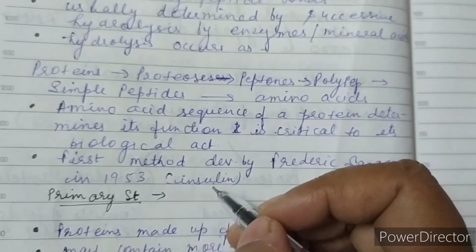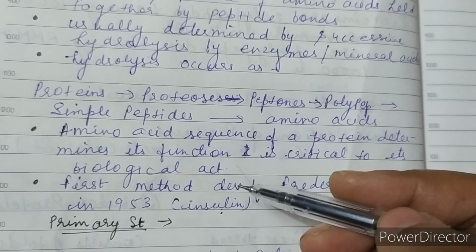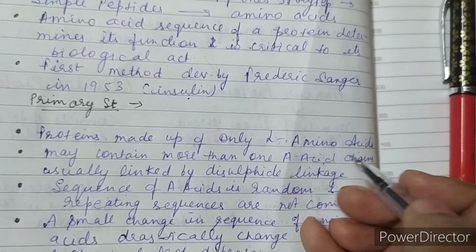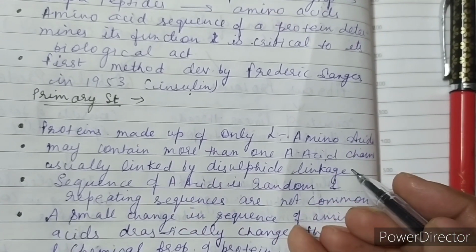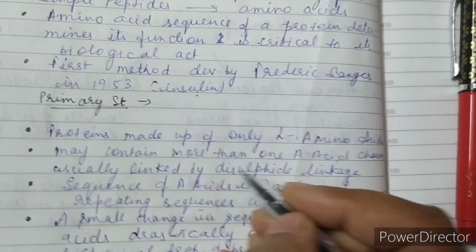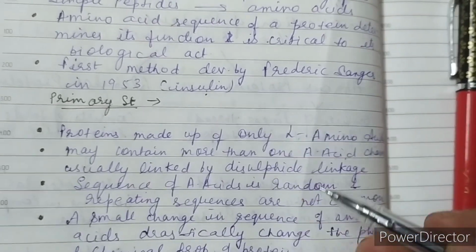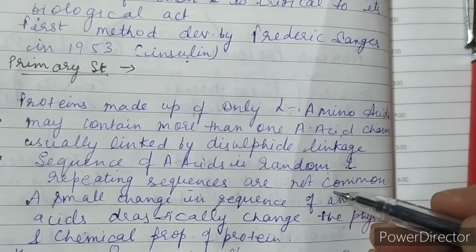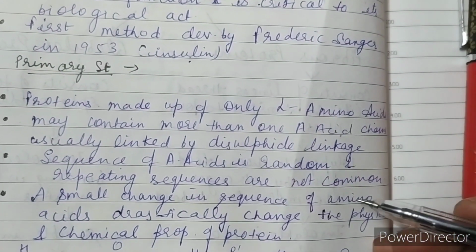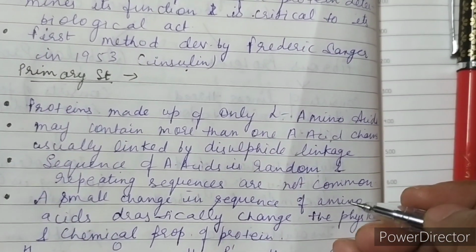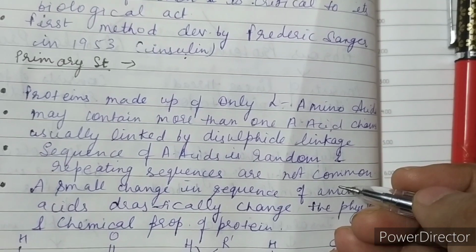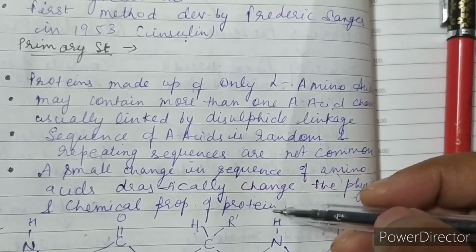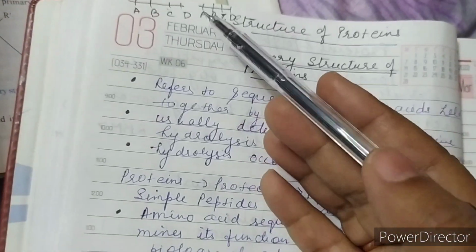Now on the basis of the following generalizations, we can say that primary structure is made up of only alpha amino acids. Secondly, it may contain more than one alpha amino acid chain, usually linked by disulfide linkage, as I have told you already in insulin, discovered by Frederick Sanger. Sequence of alpha amino acids is random and repeating sequences are not common. So repeating sequences you will not encounter much in polypeptide chains or in protein chains. And a small change in the sequence of amino acids drastically changes the physical and chemical properties of the protein, that I have already told you in hemoglobin here.